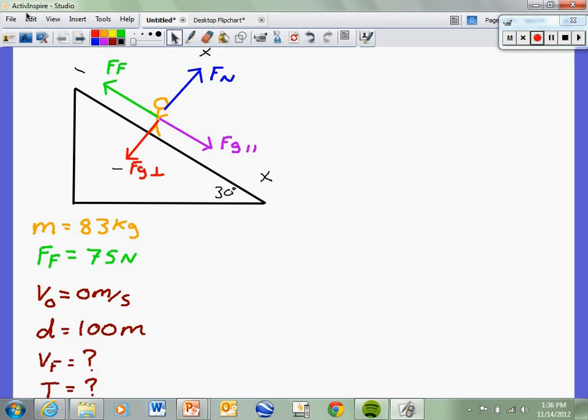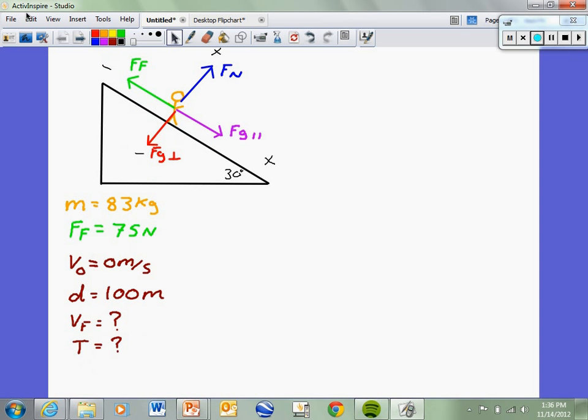Step 1, as always, is to draw our picture. So here's the picture. Here's the skier. Gravity parallel goes down the hill. Normal force is in the positive y direction. Friction is going back up the hill in the negative x direction. Gravity perpendicular is in the negative y direction.